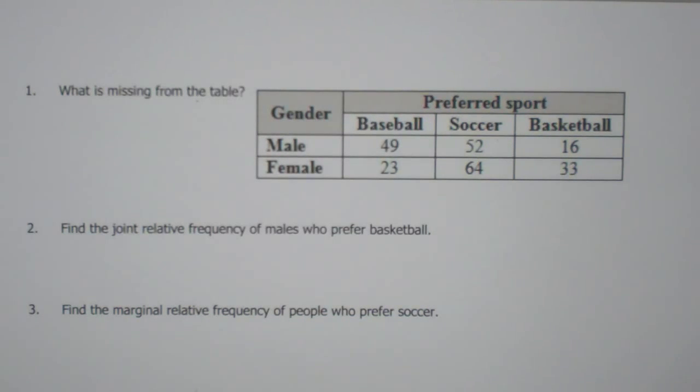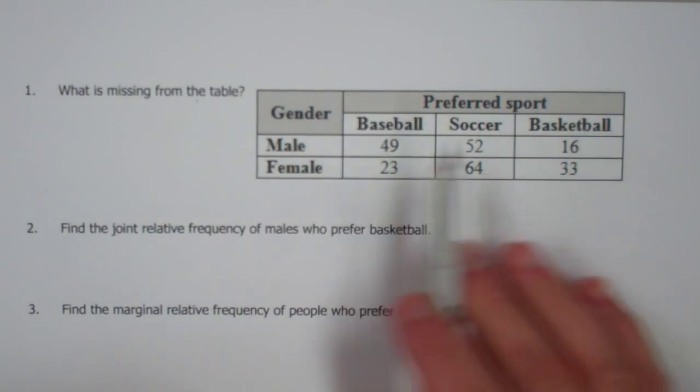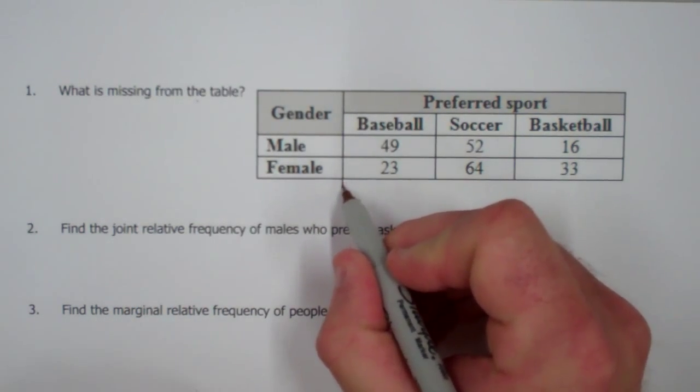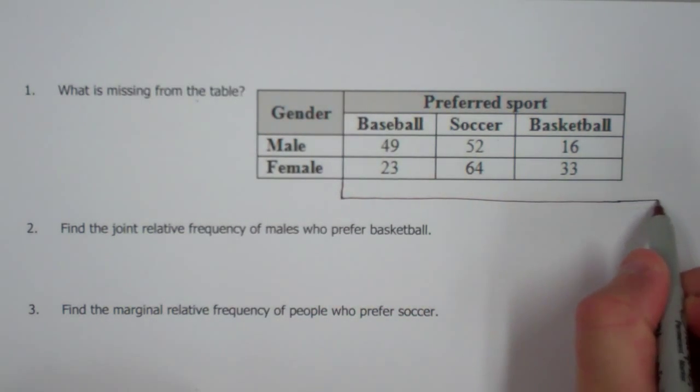In this example, it seems like we have a two-way frequency table, and on the left-hand side we've got male and female, and then their preferred sport is over here. What's missing from the table? Well, it's the totals. We really don't know what the totals are unless we calculate those out.